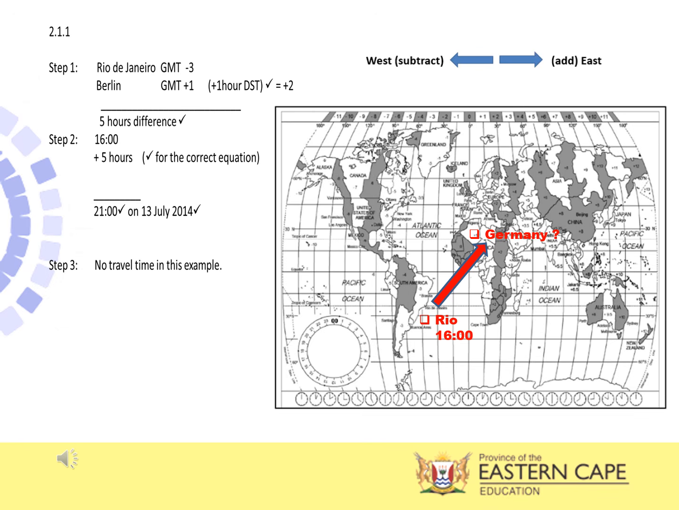In step 2, we took the known time and we worked towards the time we are wanting to know. It was 4 o'clock in Rio. We are moving towards Germany in an easterly direction. Therefore, you add 5 hours. Remember to put the date as well. There was no travel time in this question.